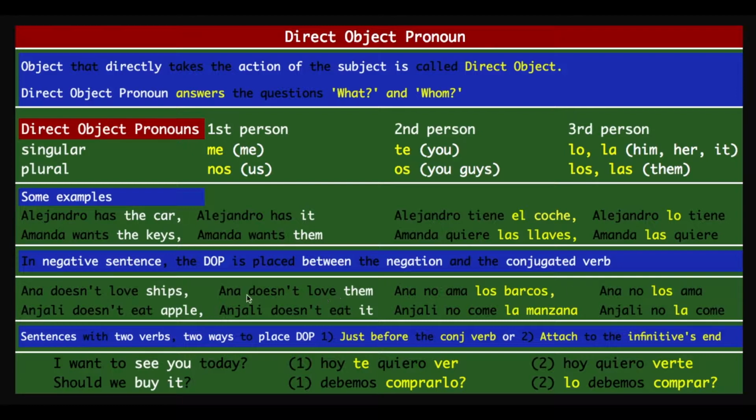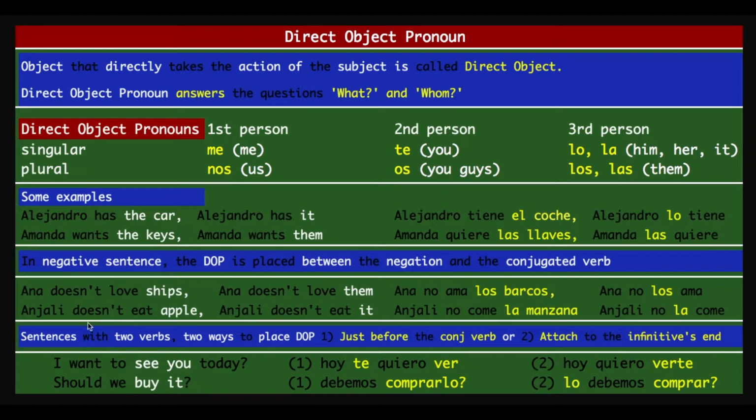Let's see another example, folks, and things will be much clearer. Anjali doesn't eat the apple. Anjali doesn't eat it. In Spanish the first one is Anjali no come la manzana. And it will be Anjali no la come. Again supporting the rule that the direct object pronoun la will come between the negation, which is no here, and the conjugated verb, which is come, which has come from comer, which means to eat. Well, folks, I hope it is much clearer now, and let's see the last concept.